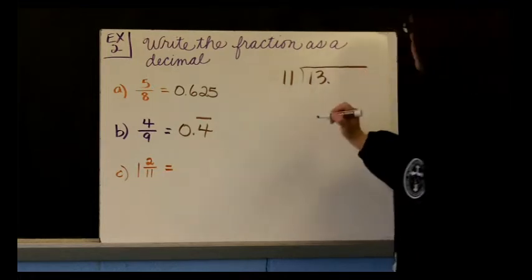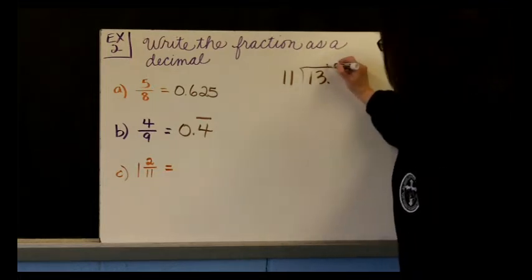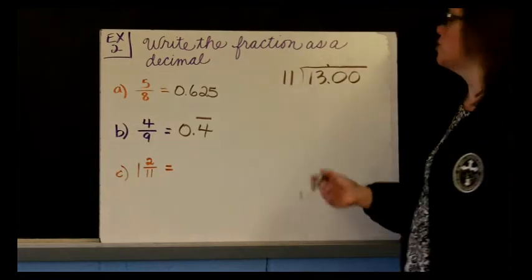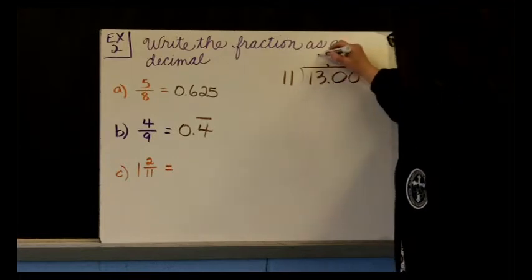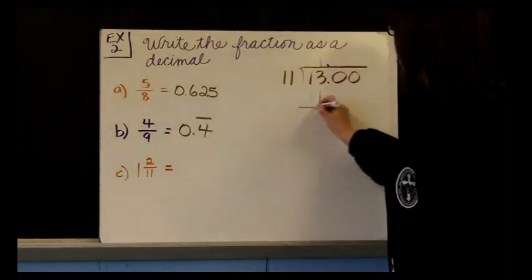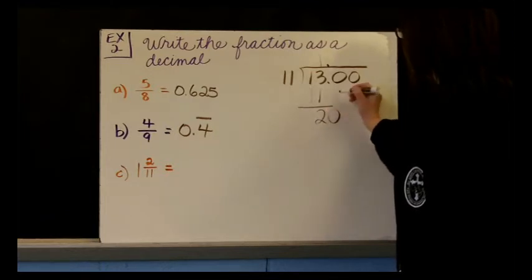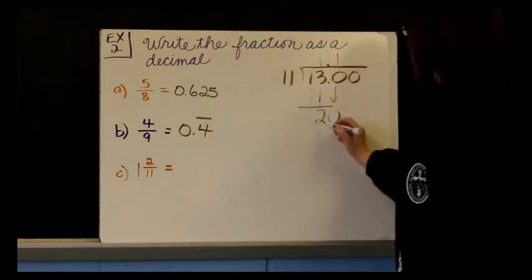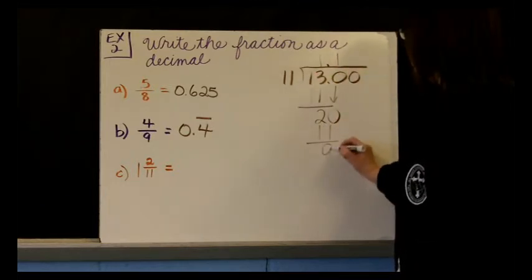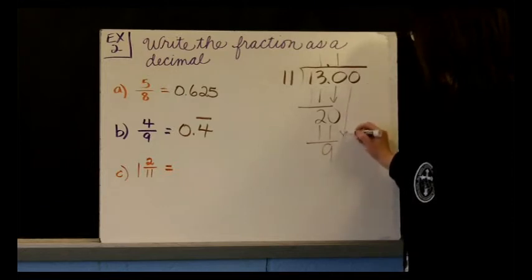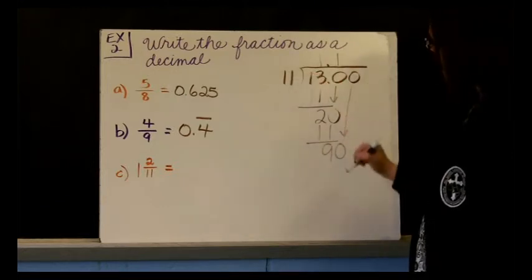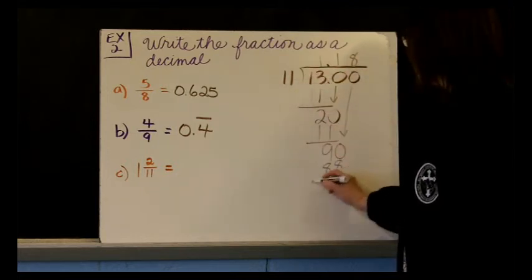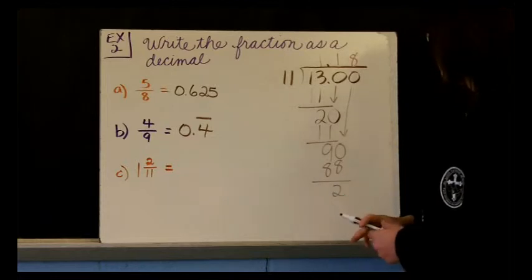Beyond that, the steps are exactly the same. I put in my decimals, and I'll annex a couple of zeros, and then I'll start my division. 11 goes into 13 one time, and then we subtract, and we bring down our 0. 11 goes into 20 once. 1 times 11 is 11. That gives us a difference of 9. Bring down a 0. 11 goes into 90 8 times. 8 times 11 is 88. That gives us a difference of 2.